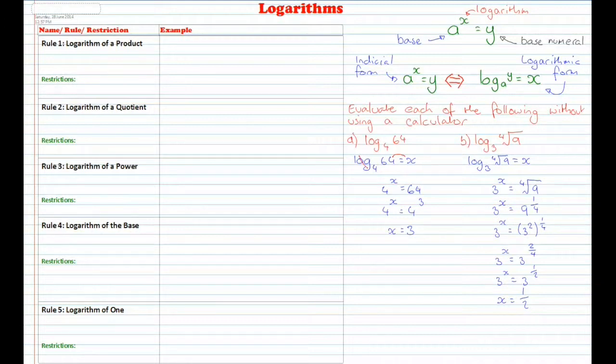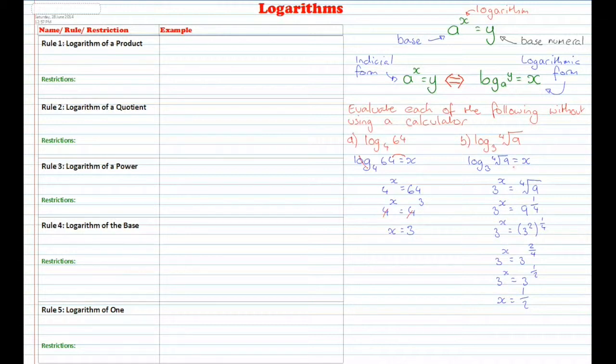Now, in order to rewrite 64, I know that 4 to the power of 3 equals 64, so I can rewrite it as 4 to the power of x is equal to 4 to the power of 3. Now, I don't need these bases anymore, so I can equate the powers, so therefore x is equal to 3. Now, for this one here, I've got log base 3 of the quartic root of 9, so I need to write log base 3 of the quartic root of 9 is equal to x, because that's once again what I'm looking for.